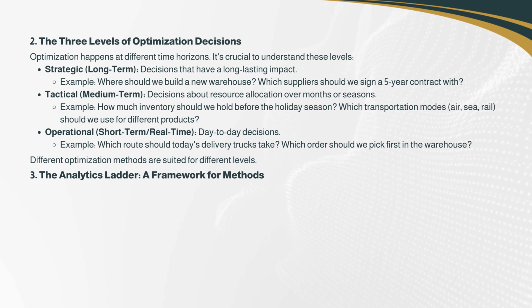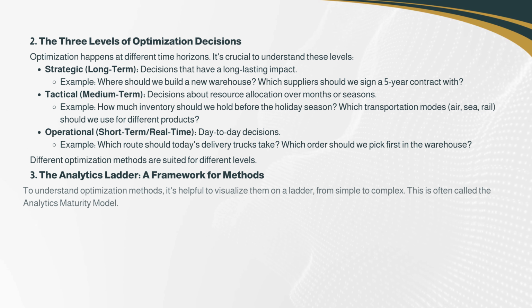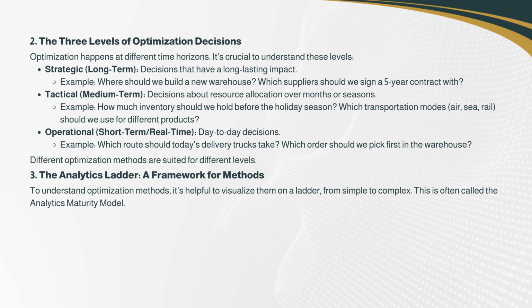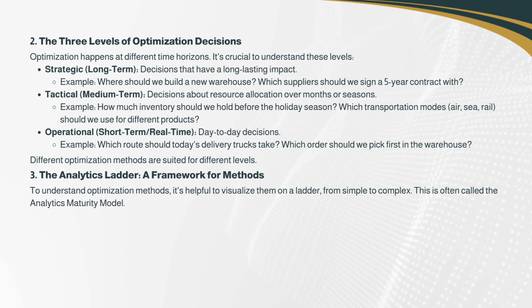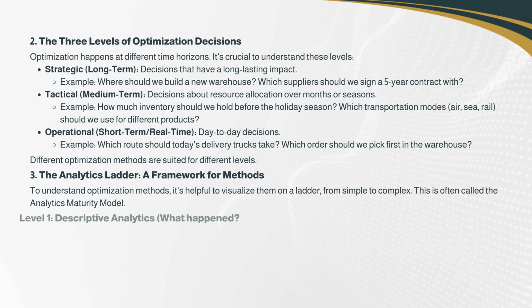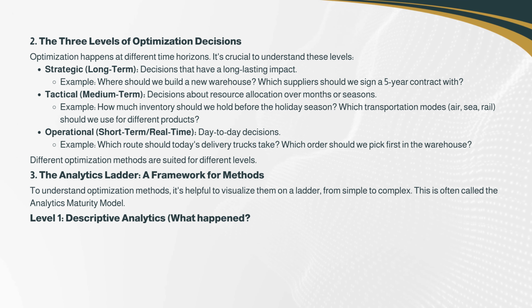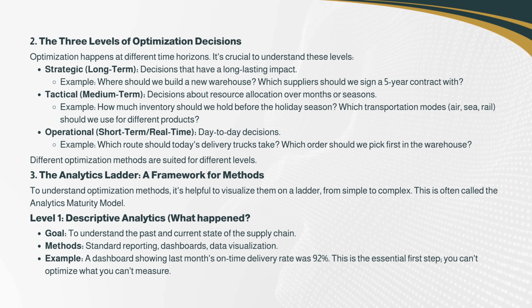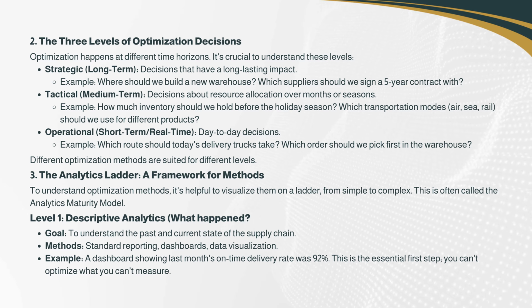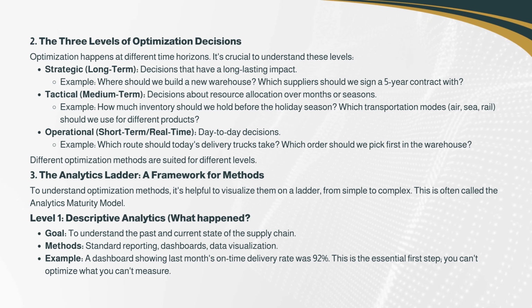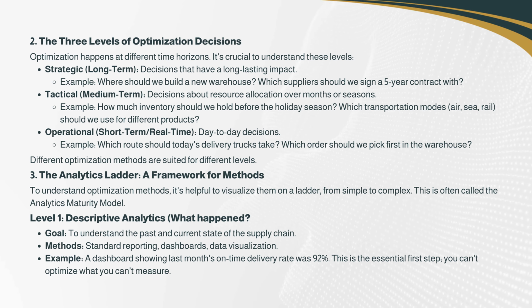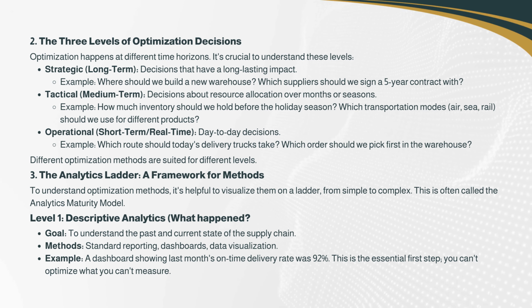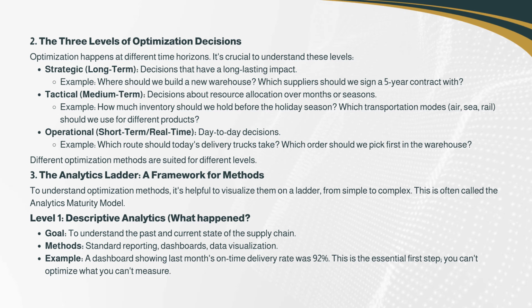3. The analytics ladder, a framework for methods. To understand optimization methods, it's helpful to visualize them on a ladder, from simple to complex. This is often called the analytics maturity model. Level 1. Descriptive Analytics, what happened? Goal: to understand the past and current state of the supply chain. Methods: standard reporting, dashboards, data visualization. Example: a dashboard showing last month's on-time delivery rate was 92%. This is the essential first step. You can't optimize what you can't measure.